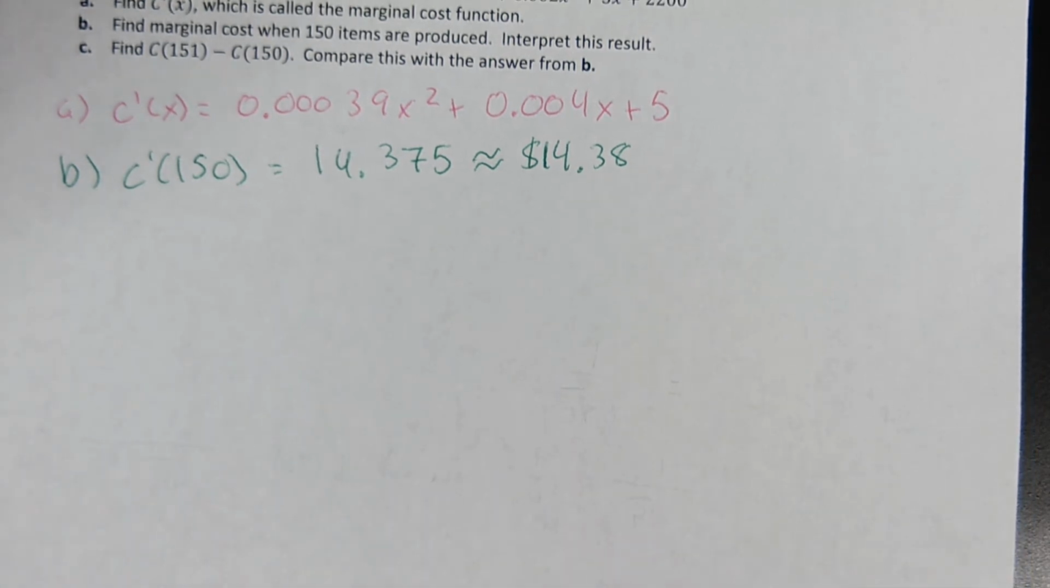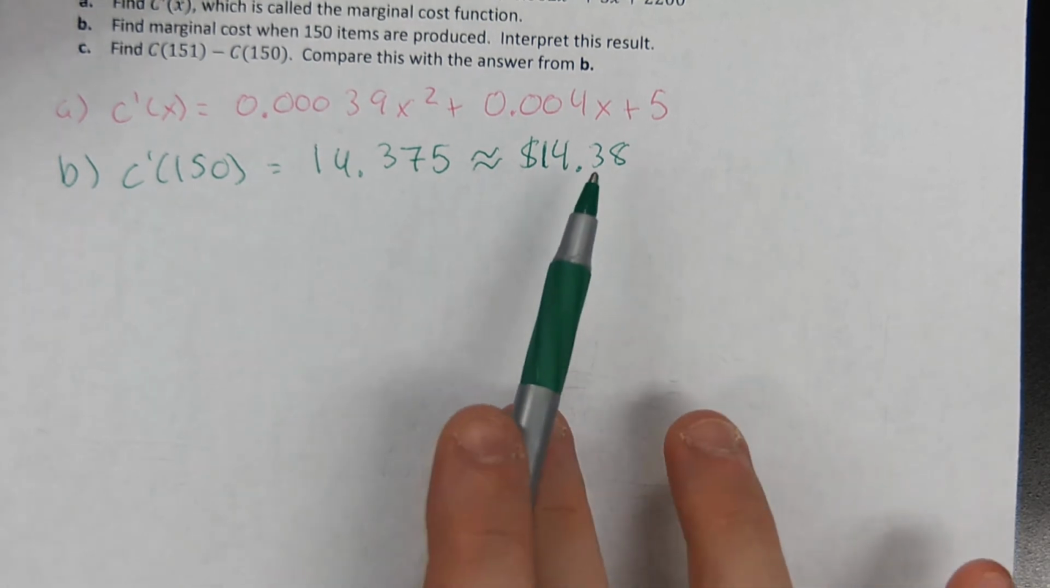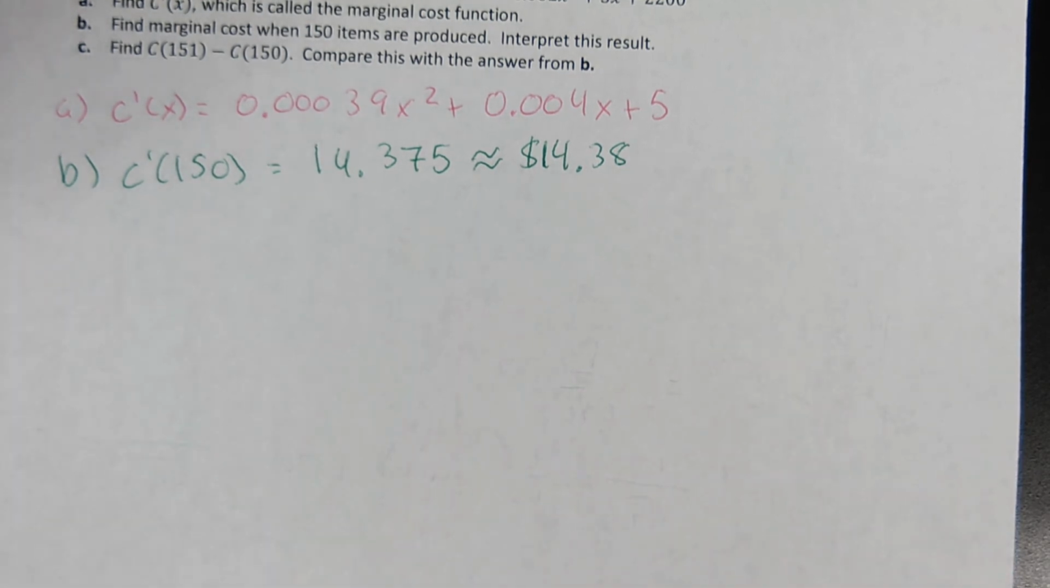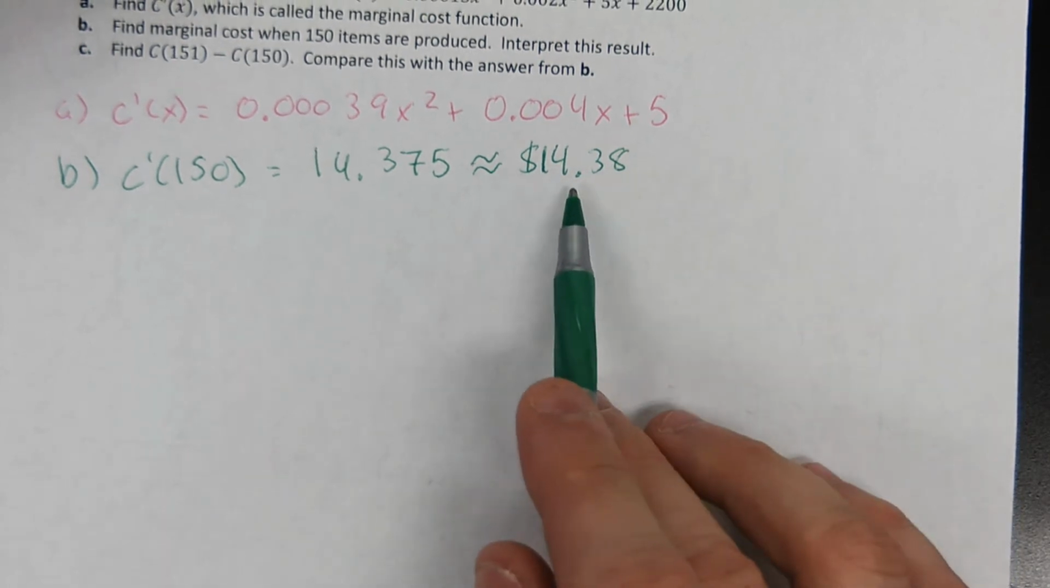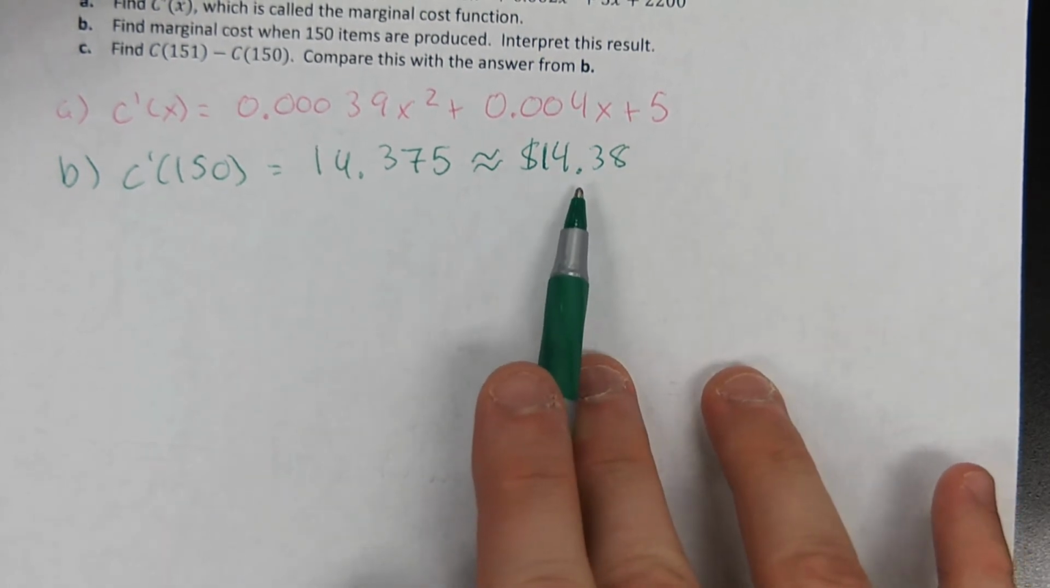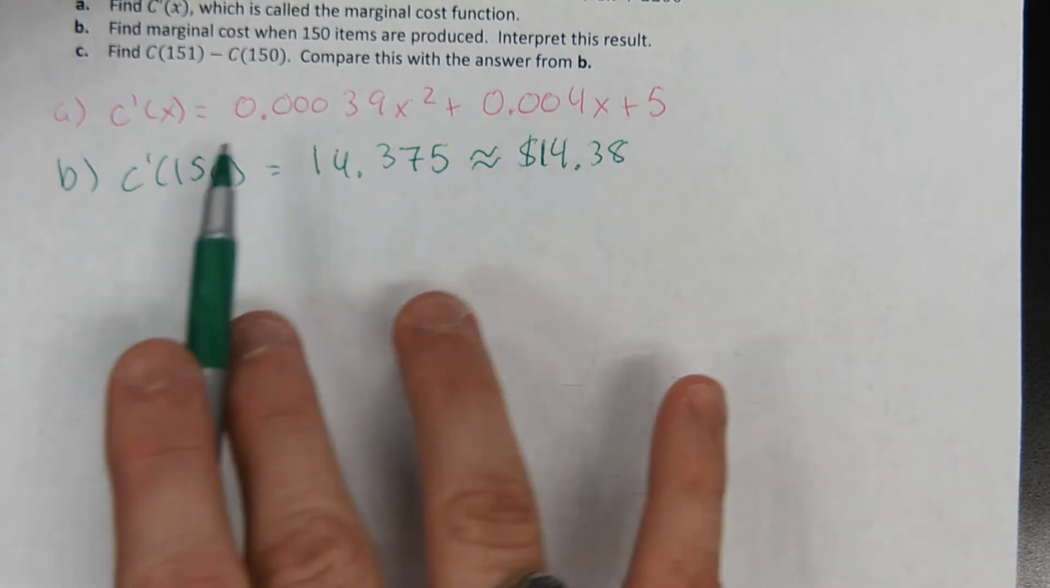So what it's doing is it's giving you an estimate of making the 151st item as well. That's what you would be using it for, is to estimate the cost of making that next item, because it says it's growing by 14.38. That's the interpretation. The cost to produce these items is currently going up by 14.38 for each additional item when I've made 150 of them.